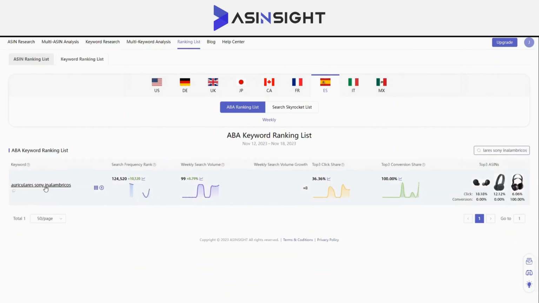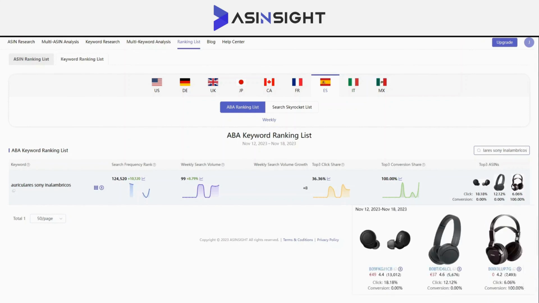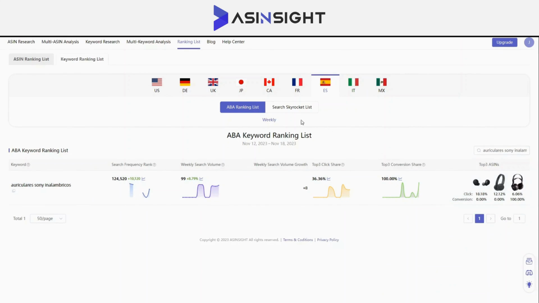And yes, it shows us here that it has a search frequency rank of 124,000, which means it has increased a lot. It has about 99 searches a week. In terms of clicks, they're high, but the conversion, do you see from these first two, 0, but from this one, it's 100%. So you can also see that many times when you pull from Amazon Brand Analytics and enter brand keywords, the conversion obviously skyrockets, okay? This was an example I wanted to show you more out of curiosity than anything else.